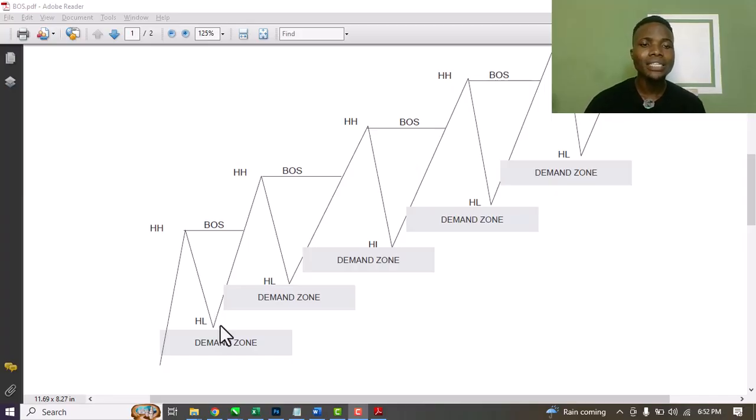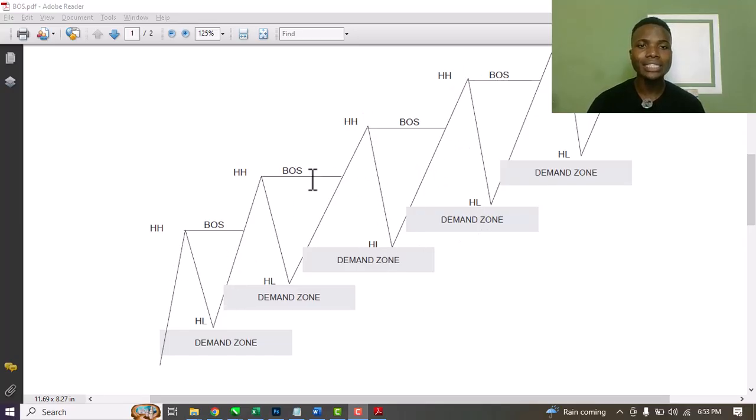So when sellers push price to this zone here, to this demand zone, then buyers took over the price and they moved to the upside aggressively, and that is what caused this break of structure. And you can see that price actually give us a series of higher highs, higher lows. Okay, so it is the same interpretation you are looking on the screen right now.